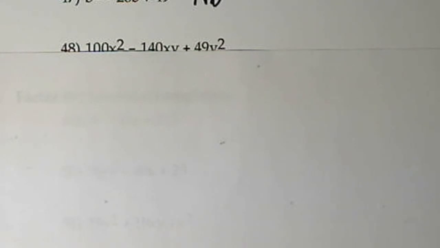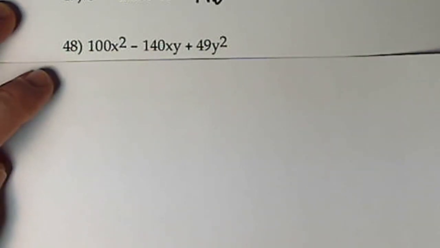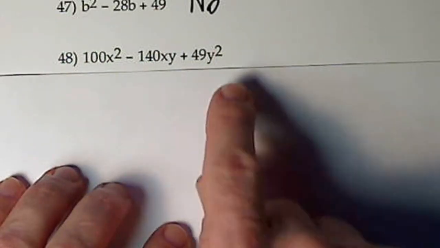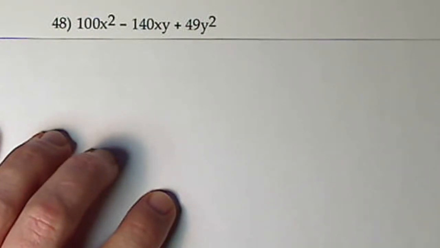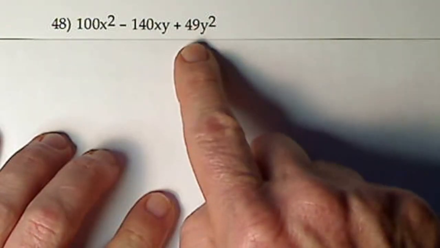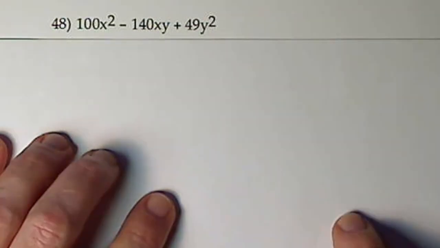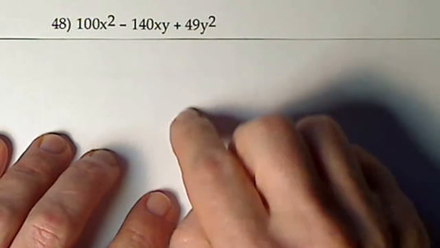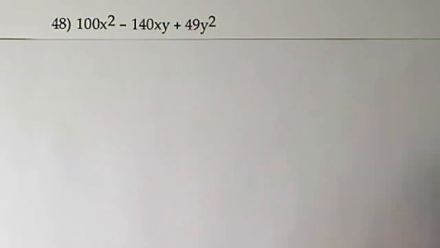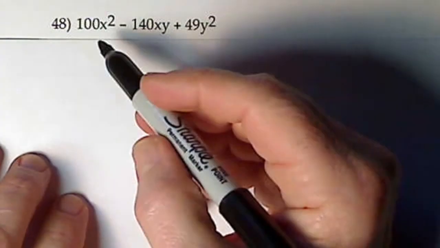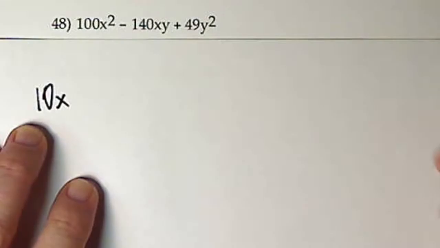Let's get another piece of paper here. Number 48. There is no GCF, so if we were to use the methods I've shown so far, you would have to multiply 100 times 49. That would give you 4,900, and I'm sure you wouldn't be excited about listing all the factors. So I hope you notice that 100 is a perfect square, 49 is a perfect square. Okay? What's the square root of 100x squared? Why, it's 10x.